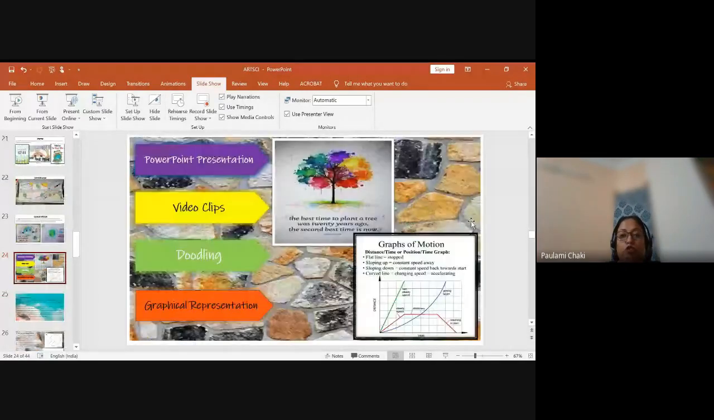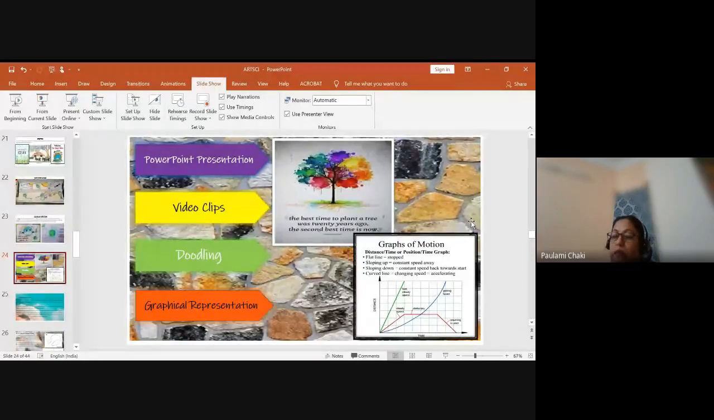Then we can move on to the higher versions. As I was telling you, nowadays the students in 9, 10, 11, 12, even in 8, are quite advanced. They like to use ICT tools. So why not give them that? Why not give them some work on PowerPoint presentations?